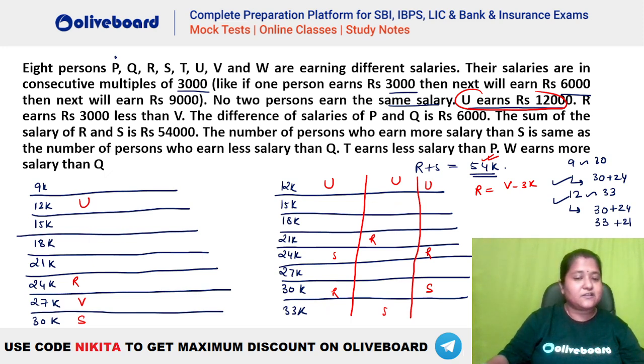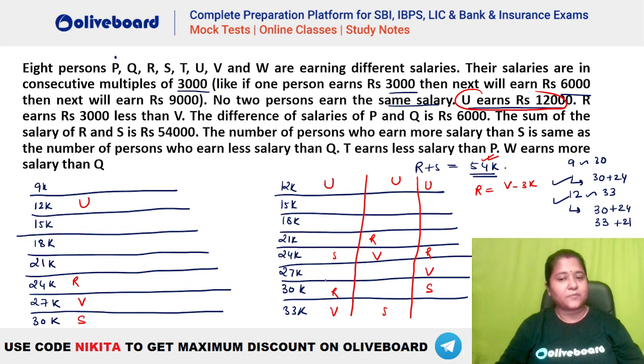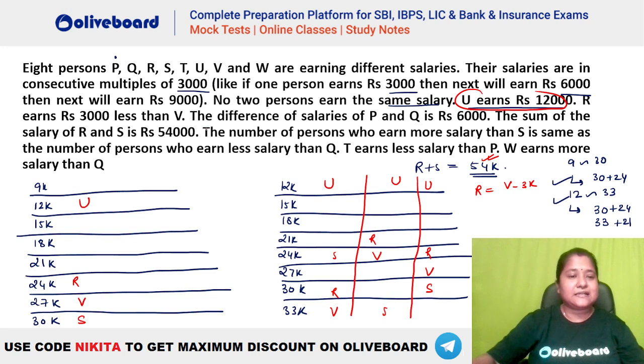So R is here with 30, that means this V will be 33. R is 21, so V has to be 24. R is 24, so V has to be 27. Okay, so you can see four different cases we are getting now. After that, let's see what else do we have. The difference between P and Q has to be 6,000. Now P and Q, the difference has to be 6K. Right now we do not know what is P, what is Q. We do not have that information. We will check that out later. The sum of R and S is 54K, that is already taken care of.